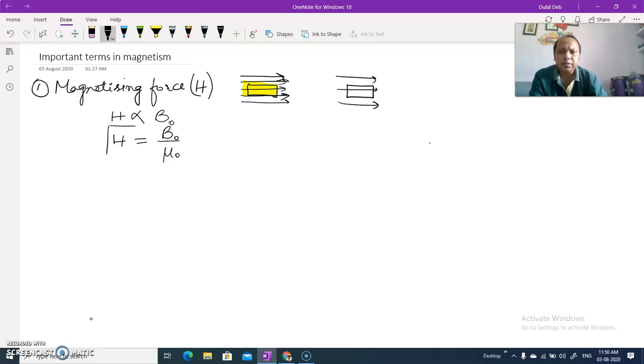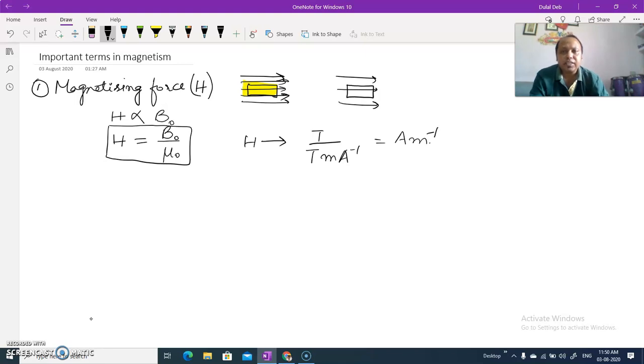So you can just quote it down. This is the value of magnetizing force. Now if you want to find the unit of magnetizing force, B, the magnetic field has a unit of Tesla, and for mu naught it is Tesla meter per ampere. So if we write it, we can write here ampere per meter. So ampere per meter is the SI unit of magnetizing force.